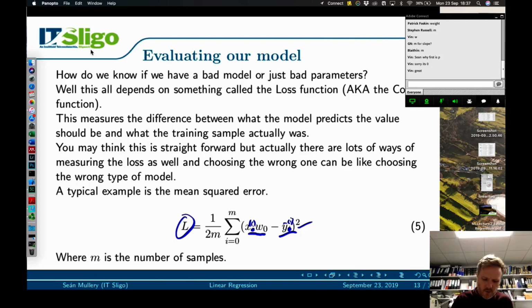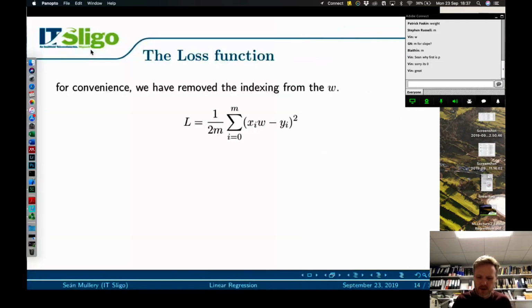So there's two things here with this. Let's have a look at this model. I've removed the indexing here for the W in order to make it a little bit easier on ourselves. There's two things that are a bit strange here. Firstly, why are we bothering squaring it?